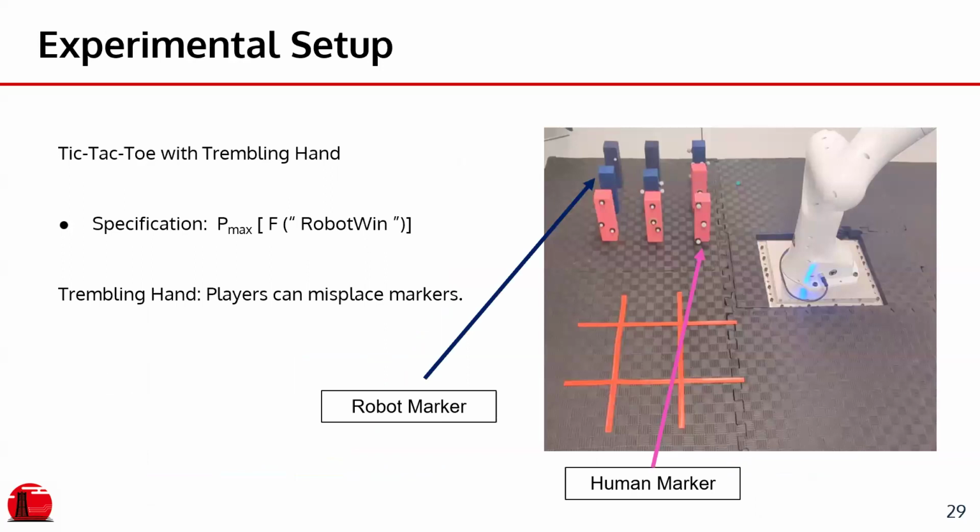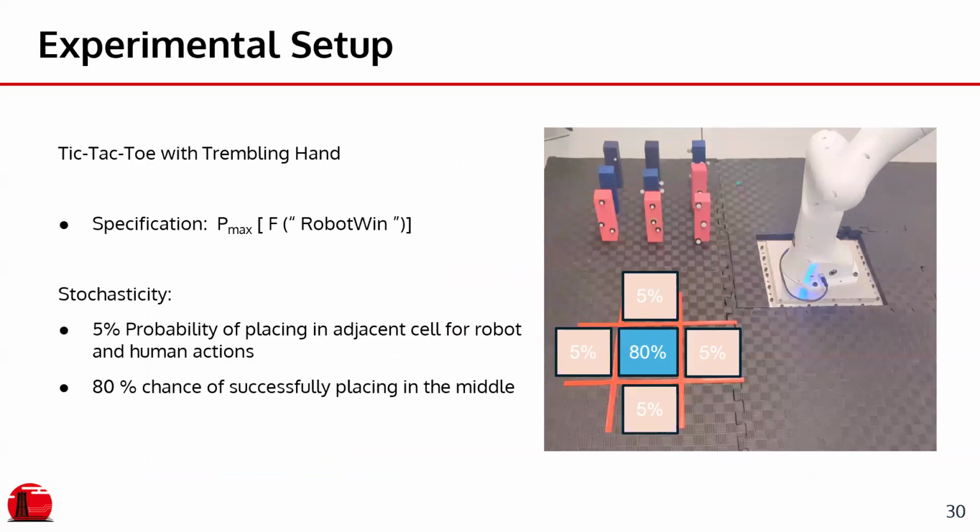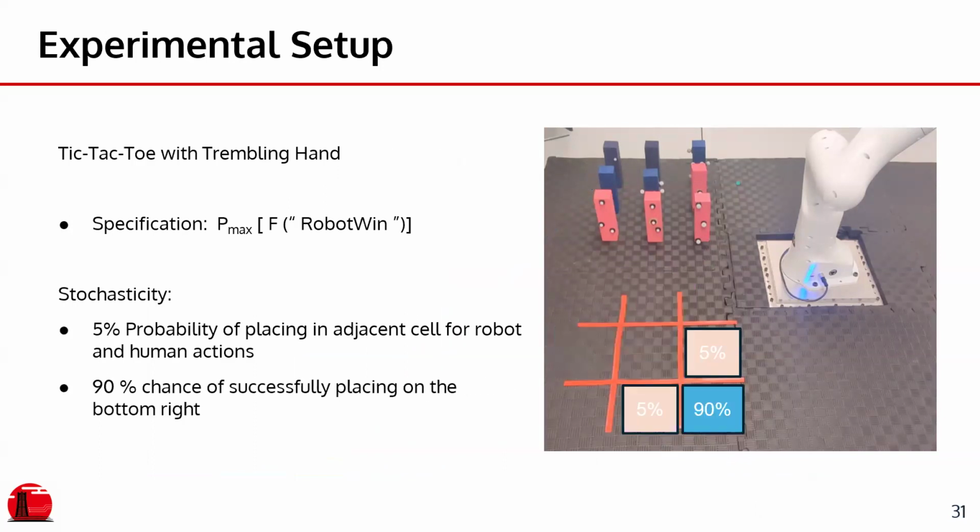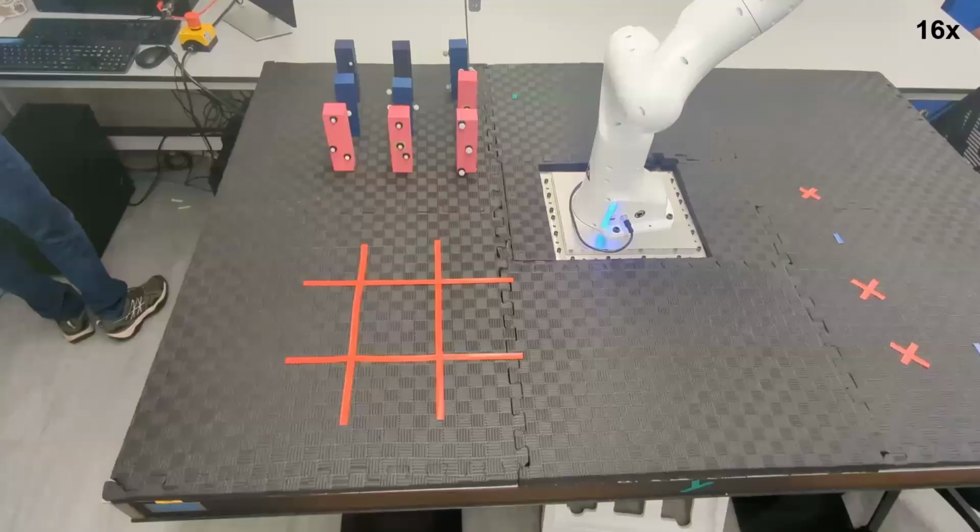Finally, here's a robot demonstration. We consider the tic-tac-toe game where the robot is unaware of the level of expertise of the human and suffers from the trembling hand phenomenon. There is a 5% probability of failure for each player. Let us see a rollout of a strategy for the robot with only the human player misplacing their marker.